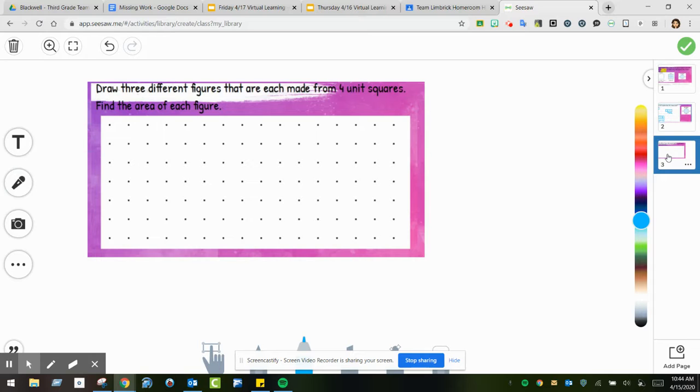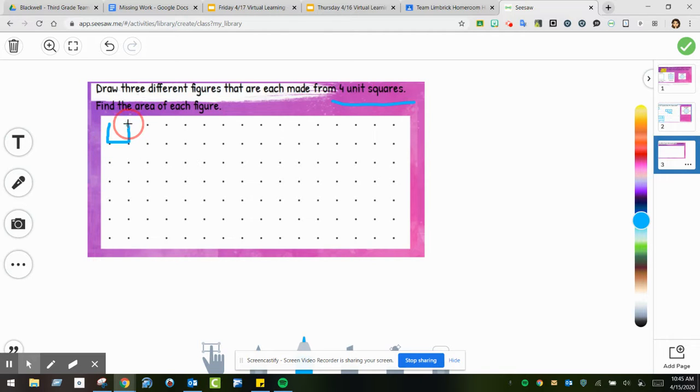Let's try one more. This one says, draw 3 different figures that are each made from 4 unit squares. Find the area of each figure. Well, it says that we have to use 4 unit squares. So I'm going to go ahead and start drawing that out. If I want to use 4 unit squares, I can go ahead and do this.